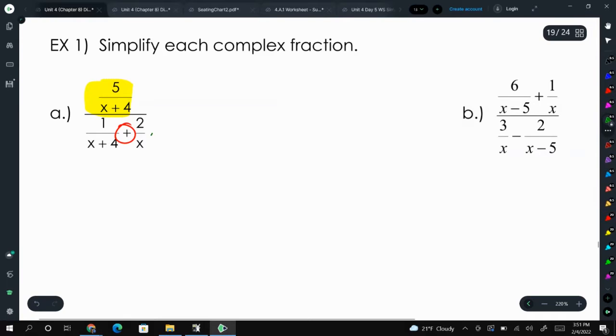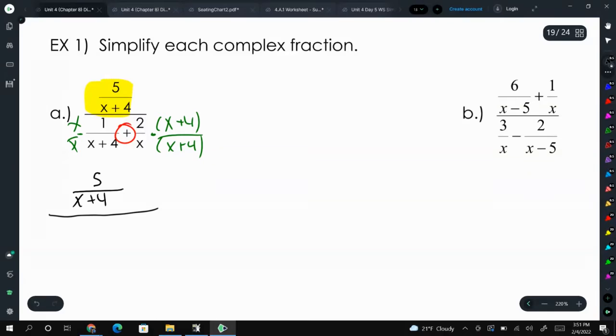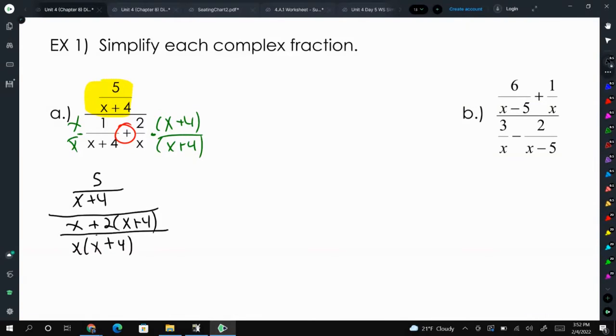If we multiply the top and bottom by x plus 4 over x plus 4, and this one by x over x, what we're going to be left with is 5 over x plus 4, so that numerator, over x, plus 2 times x plus 4, all over x times x plus 4. So what I did is I got my common denominator, and then I added across.